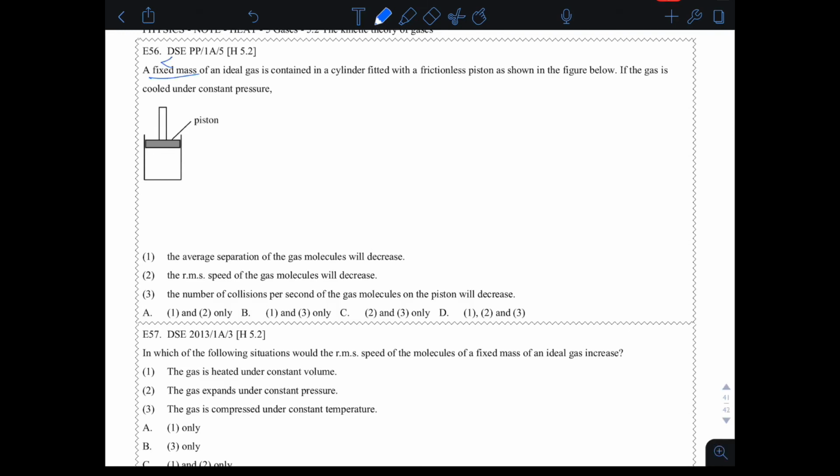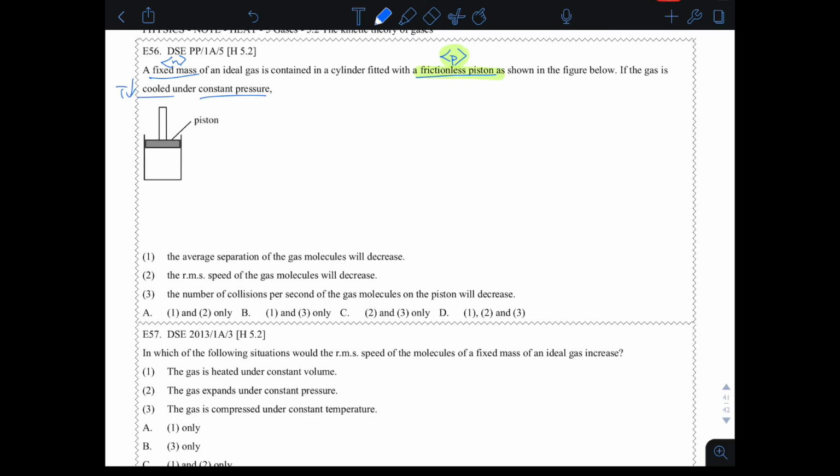Finally, we come to the last page of the note. We have a fixed mass, that means N is kept constant, of an ideal gas contained in a container with a frictionless piston. That means, in fact, the hidden information is that pressure is constant here. And then the gas is being cooled. Temperature decreases under constant pressure. Then it helps you to understand what the hidden information is. But even if it doesn't mention constant pressure here, you still know the hidden information from the frictionless piston.